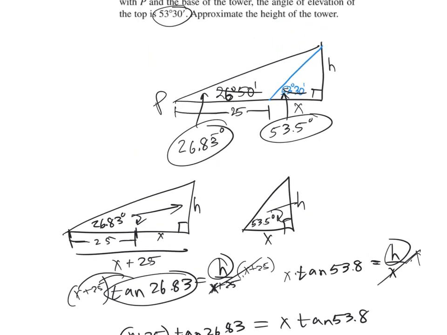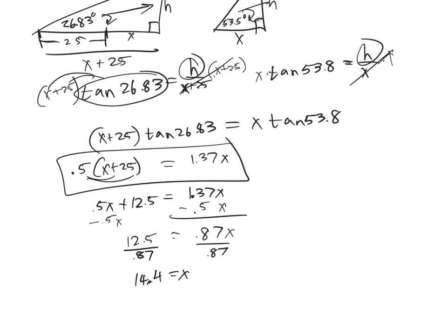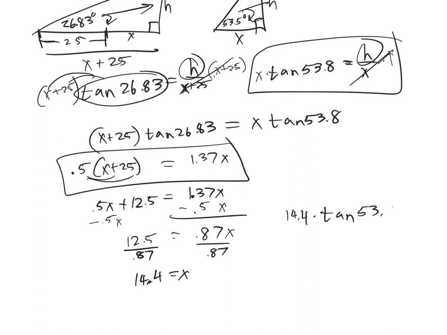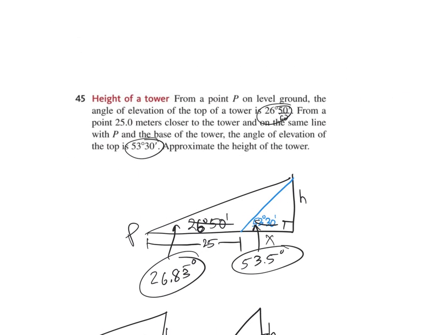Okay, so what did it want? It wanted the height of the tower. So we need to know what H is again. So I'm just going to use this one over here, this seems easier. So X is 14.4 times the tangent of 53.8, and that's going to give us our height. So again, 53.8, take the tangent of that, and multiply it by 14.4, and the height of the tower is equal to 19.7. And this is in meters. So 19.7 meters should be the answer.